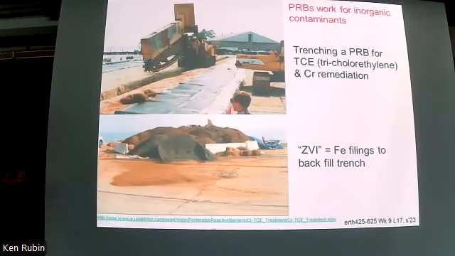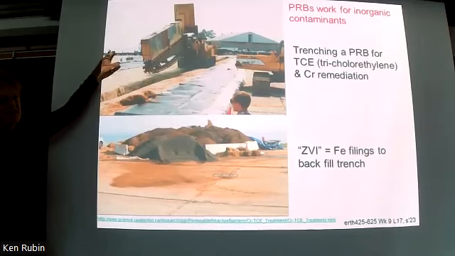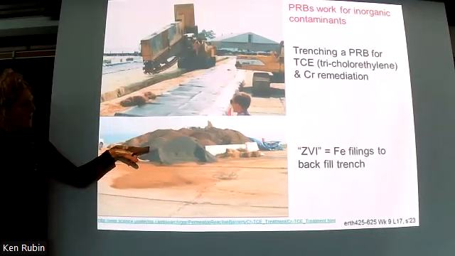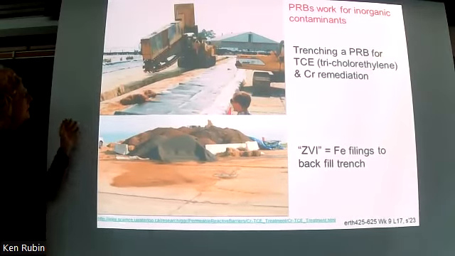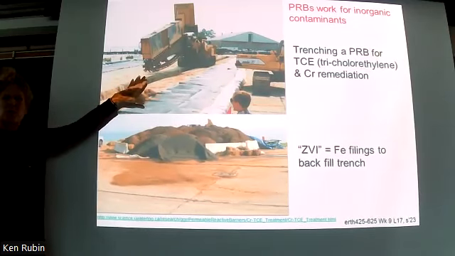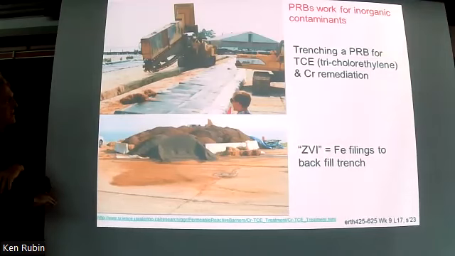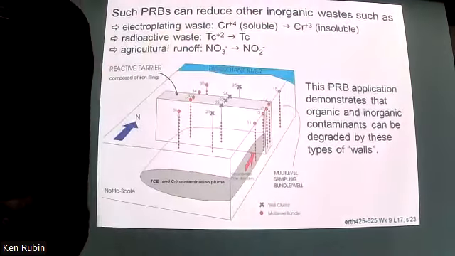So this is what a PRB looks like going in. You can see just building a trench. This is a waterway, I think on Cape Cod, and that's what the zero valent iron looks like. So from a disruption of the local environment perspective, this isn't too bad, right? It can be done. It's certainly a lot better than coming in and trying to dig out the entire area of contamination. So, when it works really well.